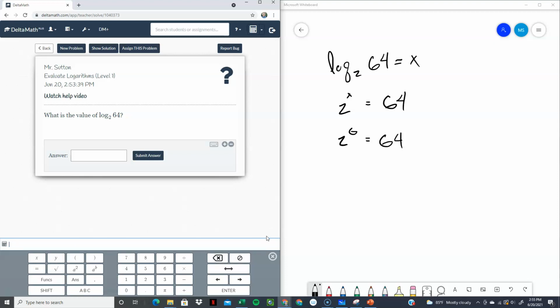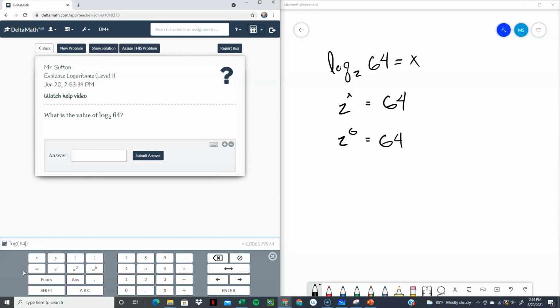So another way you can do it is, the thing about the log button on your calculator is it only does log base 10. So if I try to do log of 64, it's going to tell me the base 10 of that. So it doesn't give me 6, it gives me the wrong answer here.